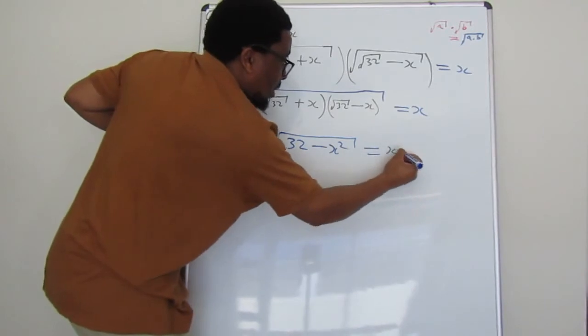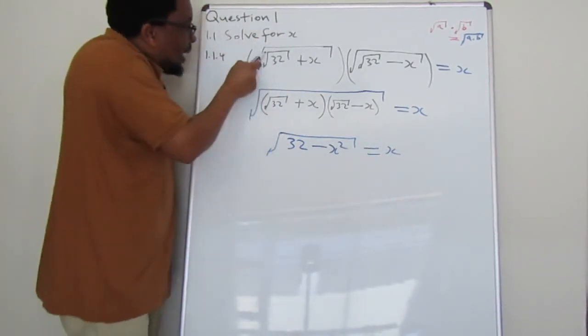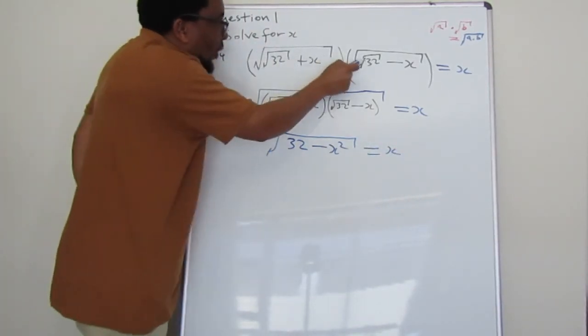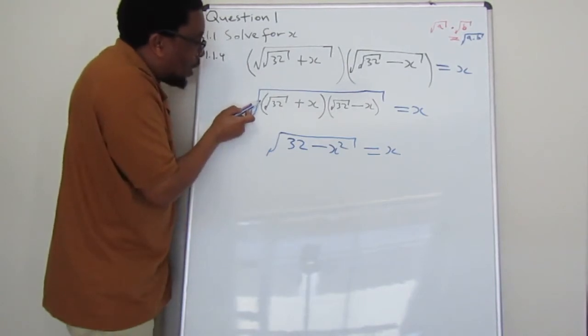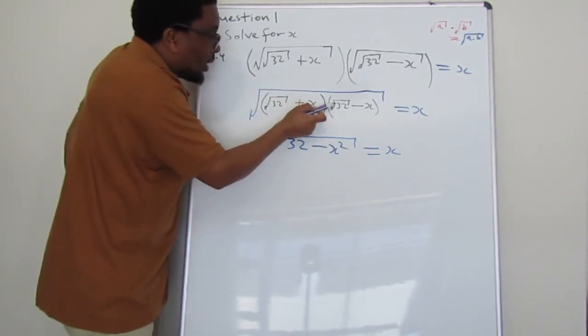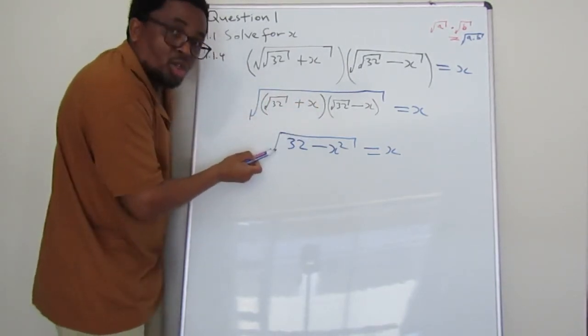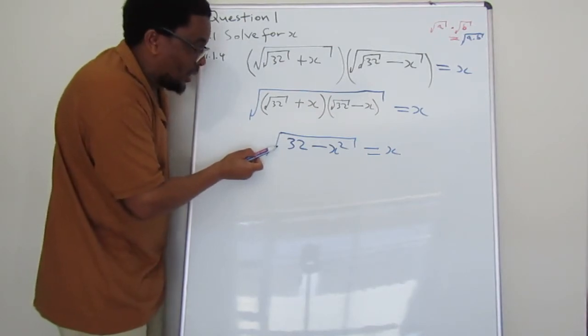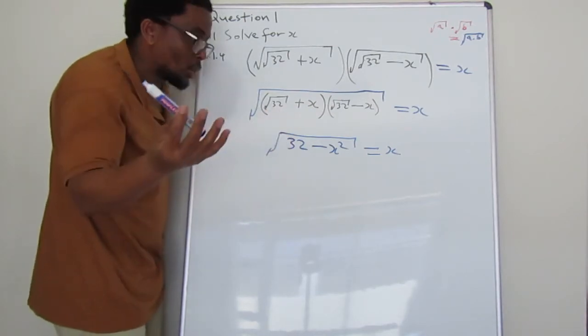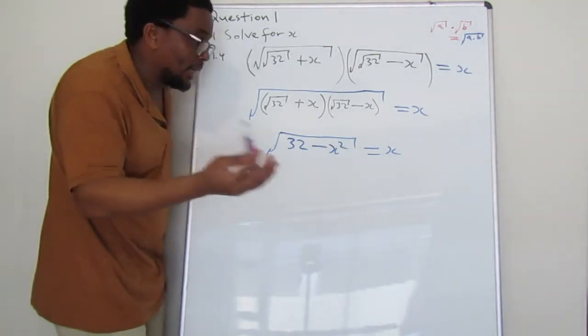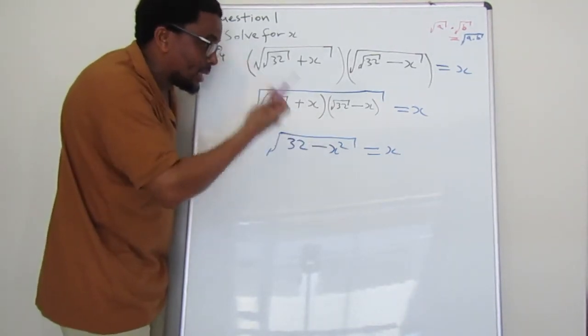This is equal to what now? X. Can you see now? I had 1, 2, 3, 4. Now I had here how many? 1, 2, 3. How many square root signs do I have here now? Only 1. Full stop. Do you see me now? That's how beautiful this thing is.